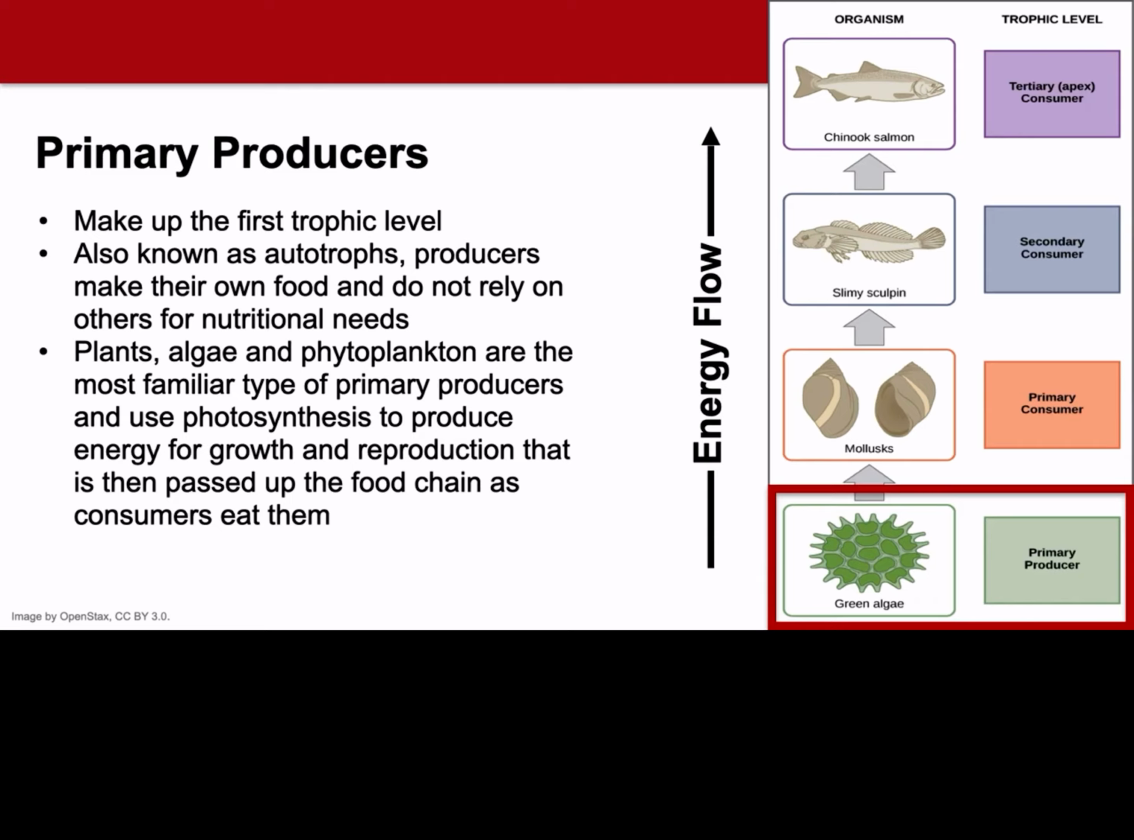Primary producers are also known as autotrophs. These organisms use photosynthesis to capture light energy from the sun and convert it to chemical energy in the form of sugars. This chemical energy and biomass is passed up the food chain to primary consumers that eat the plants, algae, and phytoplankton.